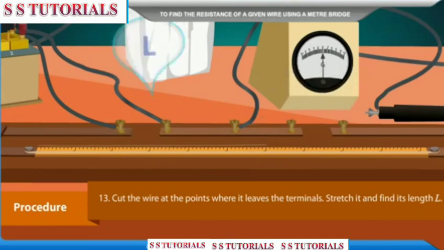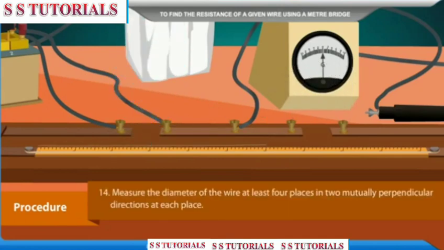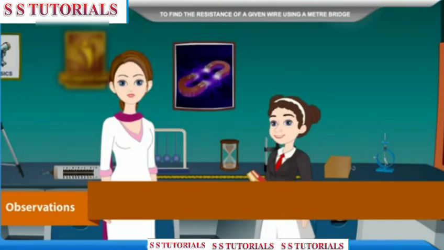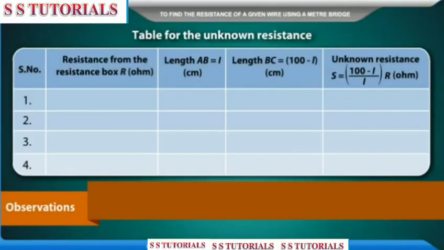Stretch it and find its length L. Measure the diameter of the wire at least 4 places in 2 mutually perpendicular directions at each place. Record all the observations in tabular form. Observations: length of the wire L is equal to x centimeter. Table for the unknown resistance.